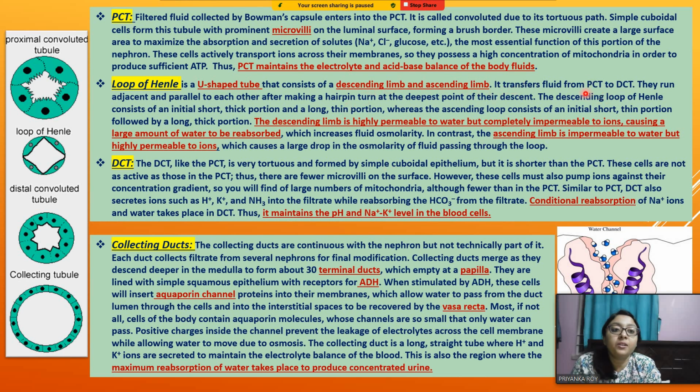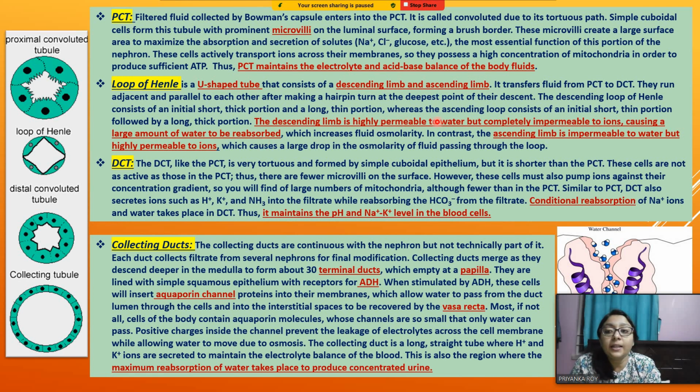Now it transfers the fluid from PCT to DCT, and they run parallel to each other. The two limbs of the loop of Henle, they run parallel to each other. They make a hairpin turn at the deepest point in the renal medulla, and then again, like I already said, there is an initial short thick portion, then a long thin portion, then again the ascending has a short thin portion and followed by a long thick portion.